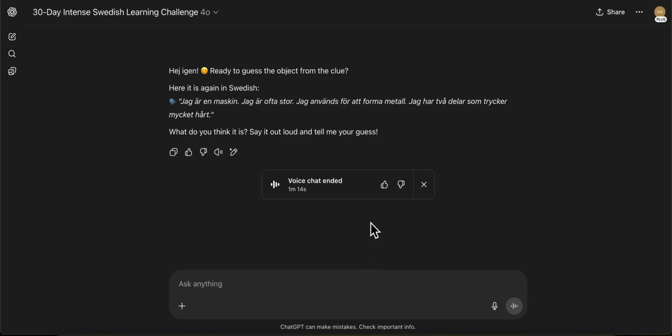Okay, I think it has an issue because I'm using the external mic. Let me disconnect it and use the computer mic. Maybe it can help.